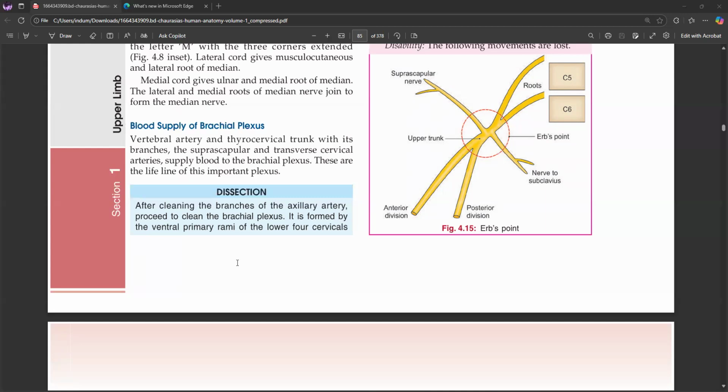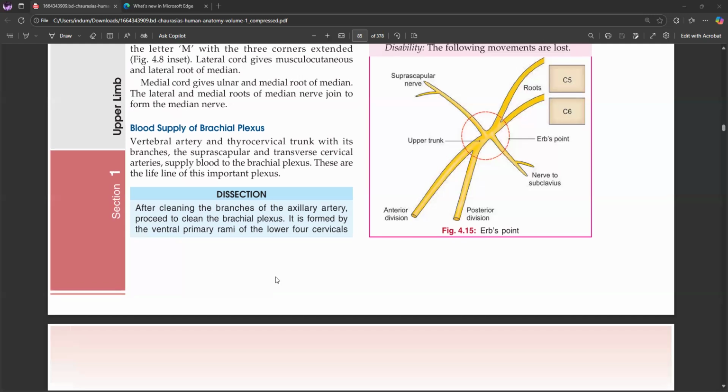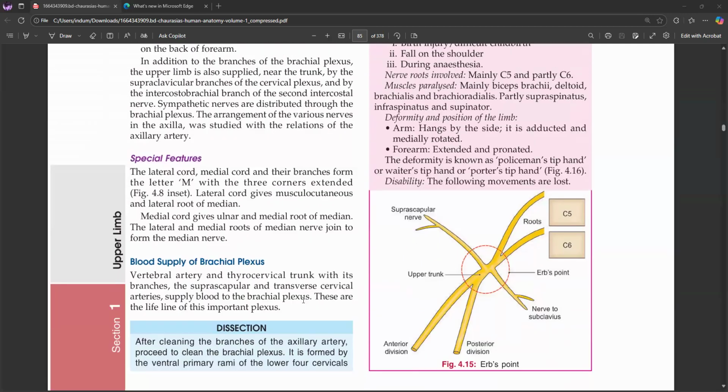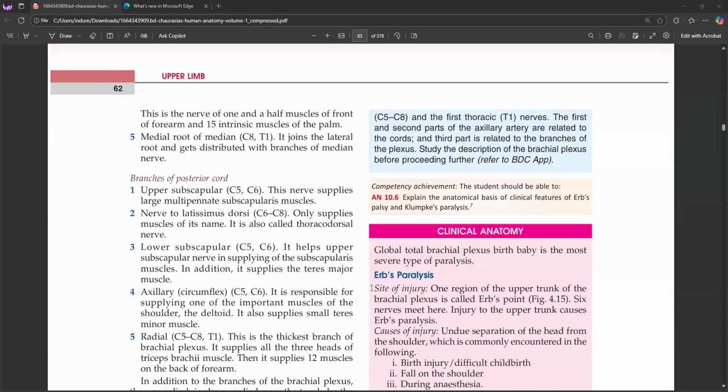Dissection. After cleaning the branches of the axillary artery, proceed to clean the brachial plexus. It is formed by the ventral primary rami of the lower four cervicals, C5 to C8, and the first thoracic nerves.